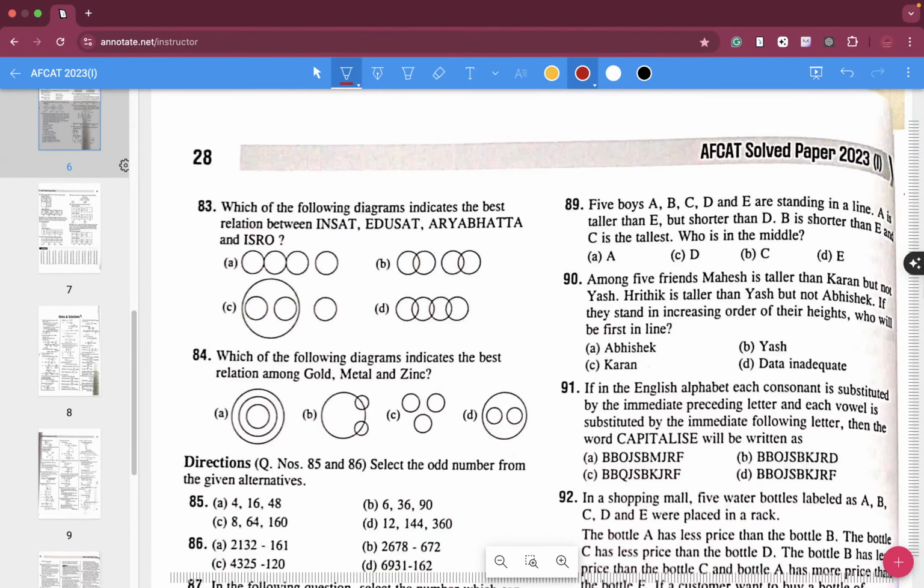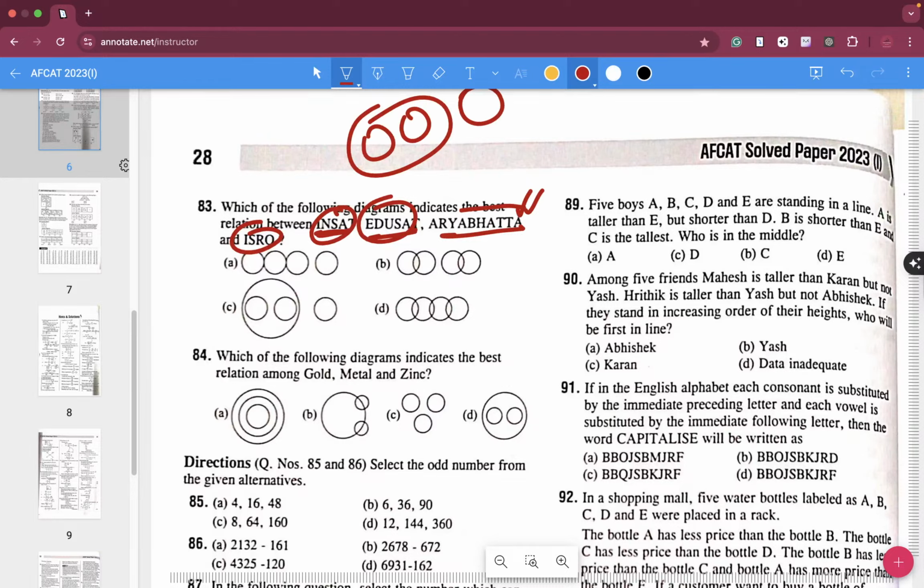Question number 83. What is the Venn diagram? This is what they have given: INSAT, EduSat, Aryabhatta and ISRO. Aryabhatta was the first Indian satellite to be sent to space, right? And INSAT and EduSat are ISRO programs only, right? So this is how it should look.